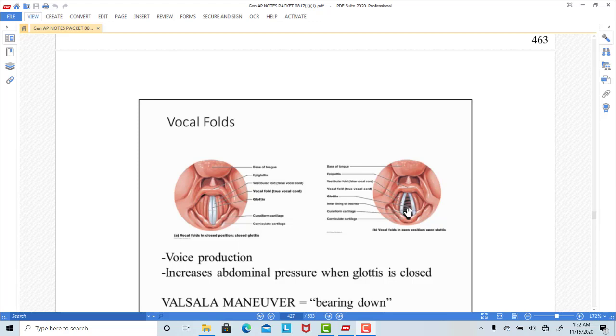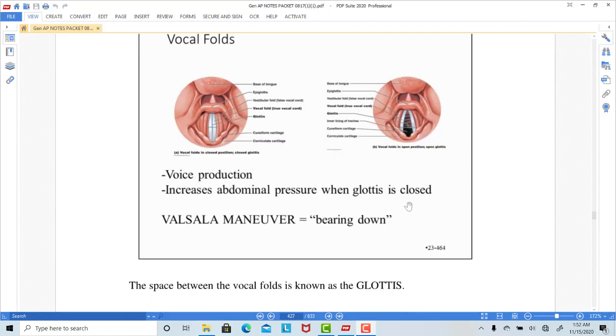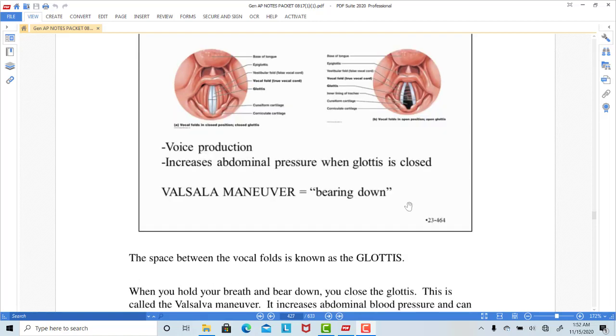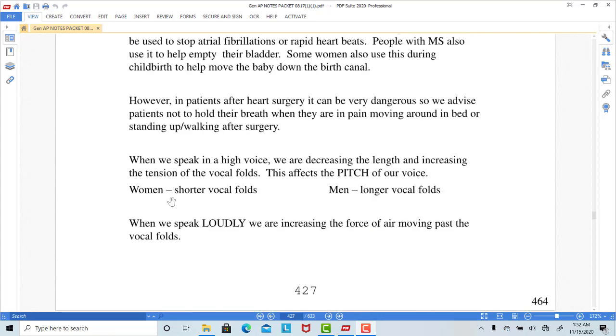And remember, the space between the vocal cords we call the glottis. So the glottis, the vocal cords, those are all important for voice production. It gives us the different pitches of our voice. So when you think about when we talk, women have shorter vocal cords and men have longer vocal cords. So that gives the higher and lower pitch of our voice.